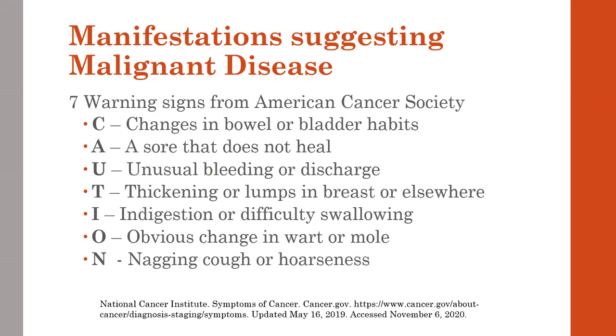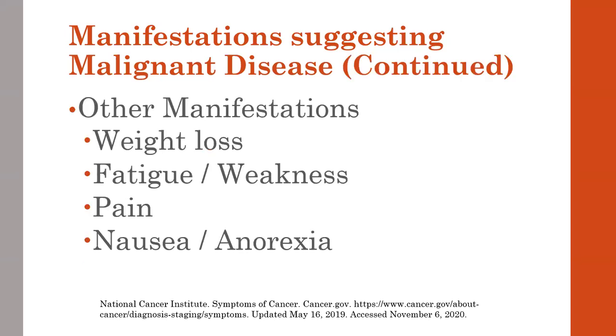There's several things that can affect malignant disease. How are you going to know if something's cancerous or not? You're going to be looking for things like weight loss that's unexplained, chronic fatigue, being in pain. So you're going to see changes in bowel or bladder habits, sores that don't heal, unusual bleeding or discharges from places that don't normally have discharges, thickening or lumps in the breast or elsewhere, indigestion, difficulty swallowing, changes in warts or moles, nagging cough or hoarseness.